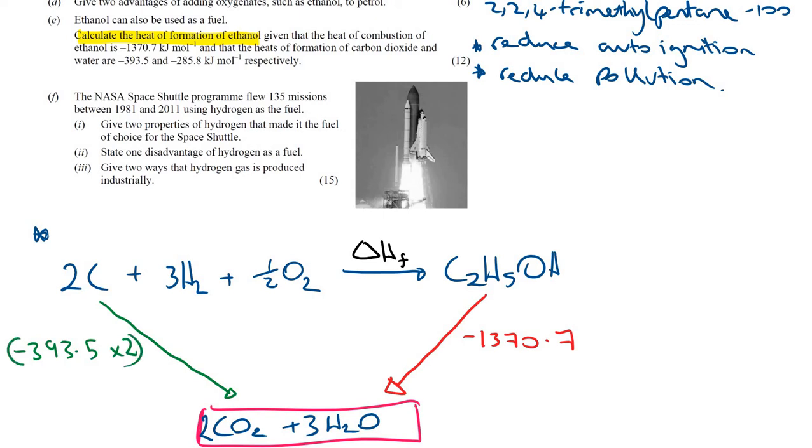It says the heat of formation of water is minus 285.8. But you can see that I'm forming 3 moles of water, so that's multiplied by 3. To answer this question, we are going to be using a Hess cycle. So ideally, I want to find that energy change.